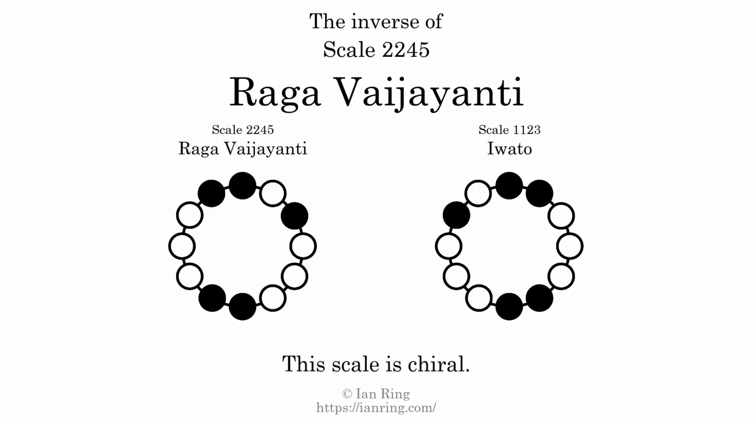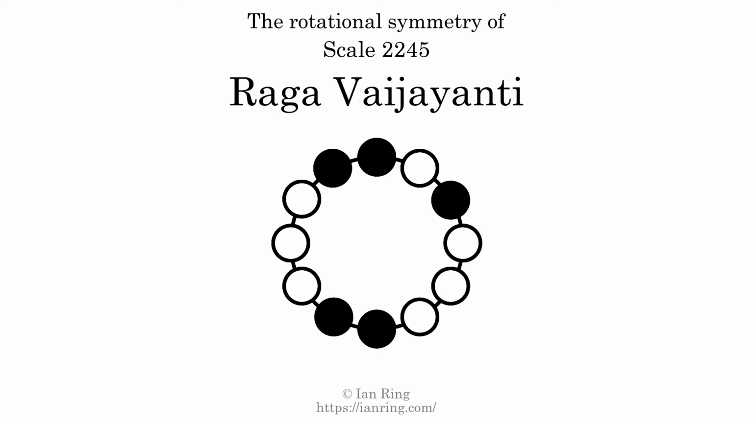The inverse of a scale is a mirror image. It is what you get when the sequence of intervals is reversed. The inverse of this scale is scale 1123, also known as Iwato. This scale is chiral. It cannot transform into its inverse by rotational transformation. This scale has no rotational symmetry.